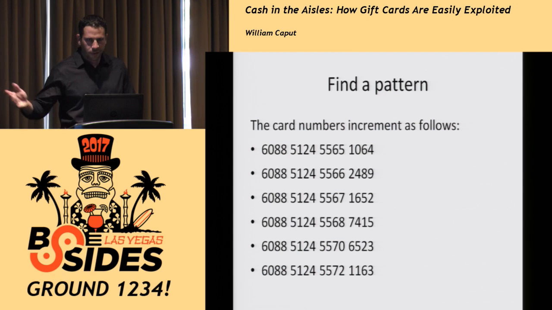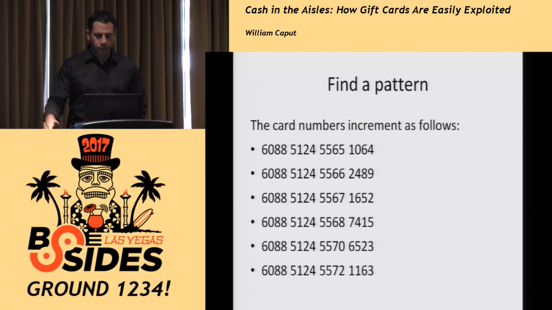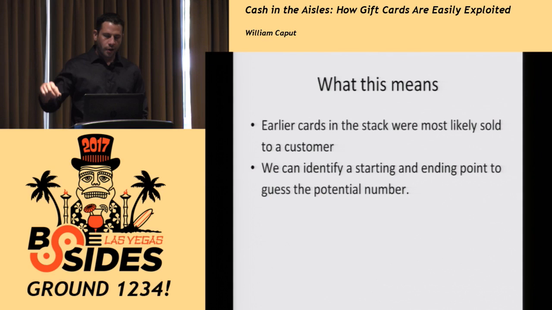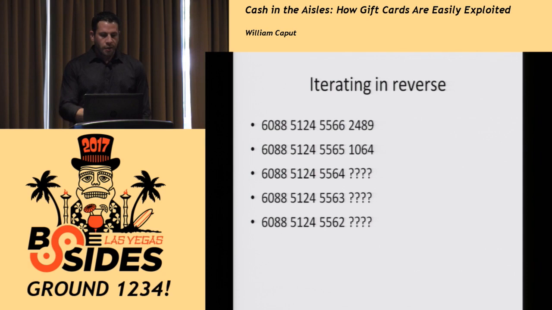It's pretty much universal. The last four octets are pseudo-random, and then the 12th digit goes up by one, incrementing by one. Those are the ones sitting at the restaurant, the place you're trying to take advantage of. What we can determine is that the cards that are not there have been sold to somebody. Somebody comes in, picks one up, and says, I'd like to put $50 on this card. Somebody loads it and takes it home as a gift. That card's been sold. So we just iterate in reverse.